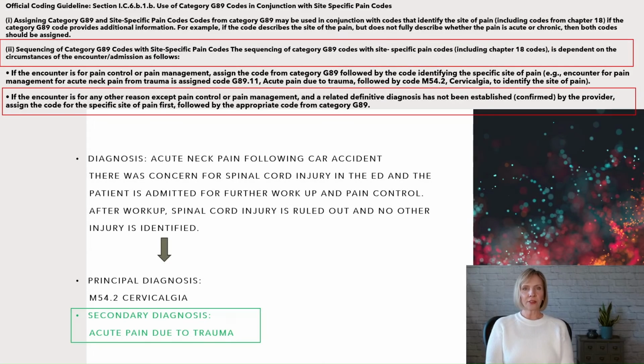If the encounter is for any reason other than pain control or pain management and the provider has not confirmed a related definitive diagnosis, you should assign the code for the specific site of pain first and then use the appropriate code from category G89 as a secondary diagnosis. For example, if the patient with acute neck pain caused by trauma is admitted to rule out a spinal cord injury, and no injury or underlying cause of the pain is identified after study, you would assign the code for the neck pain as the principal diagnosis, followed by the G89 code for acute pain due to trauma as a secondary diagnosis.